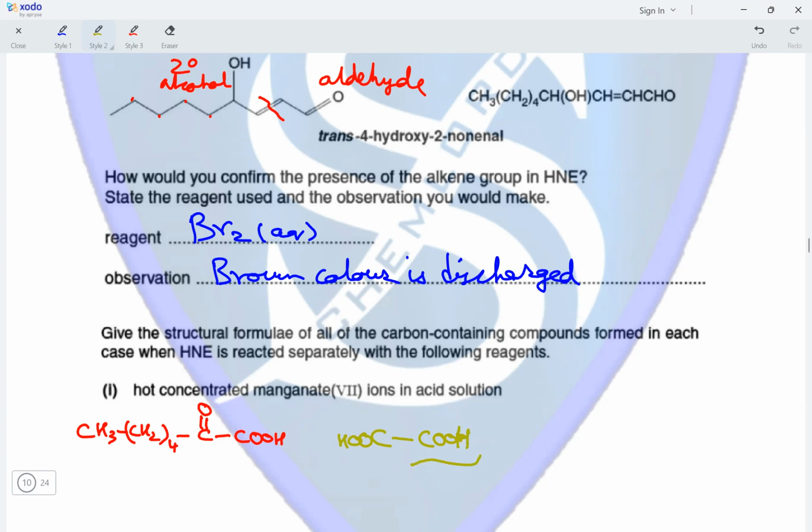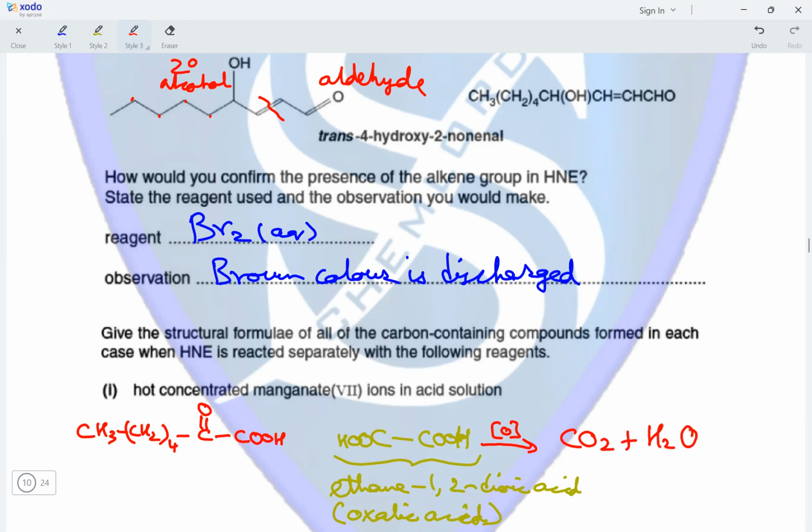So this is ethane 1,2-dioic acid, also known as oxalic acid. So this will not be the final product because this undergoes oxidation. So this compound would be oxidized to produce CO2 and H2O. So the final products would be the product drawn on the left and carbon dioxide as the carbon containing products of the reaction of trans 4 hydroxy 2 nonenal with hot concentrated manganate 7 ions in acidic solution.